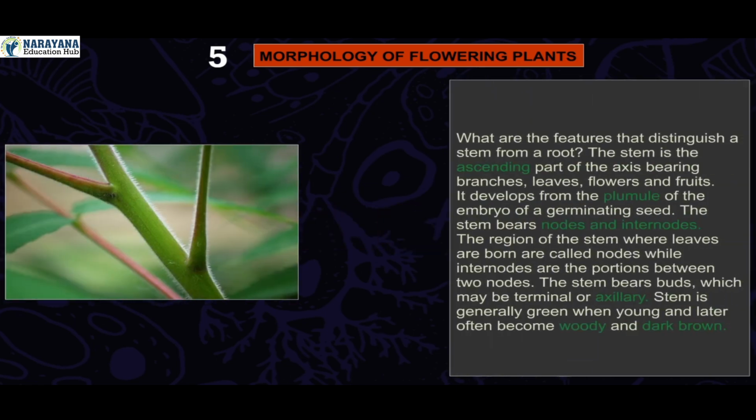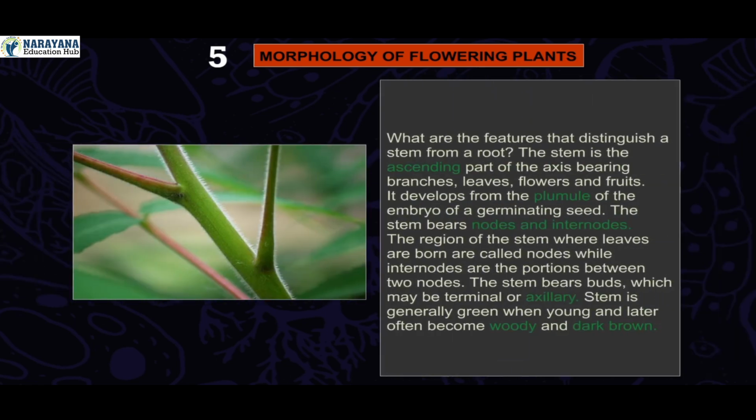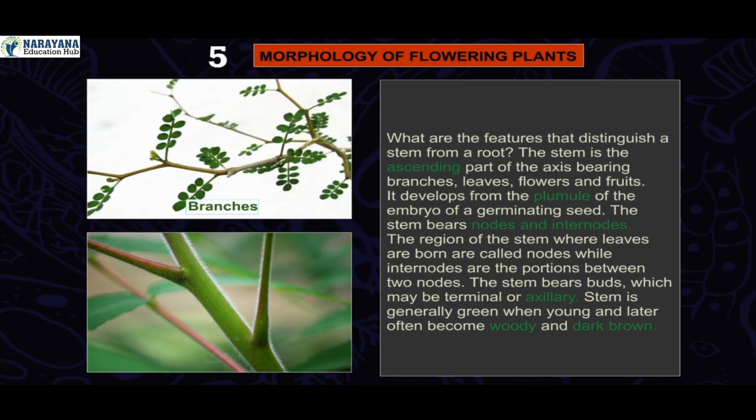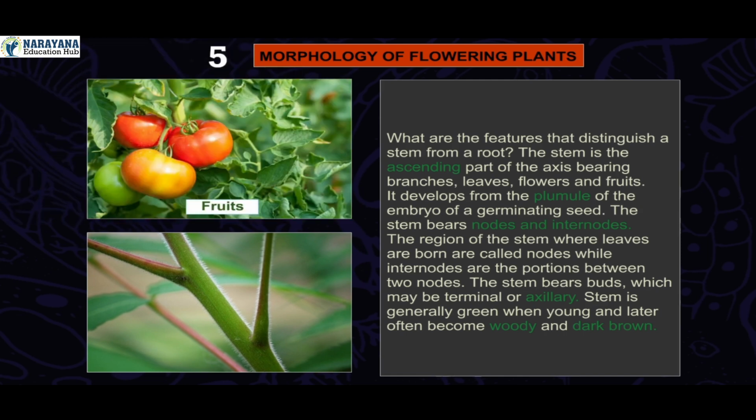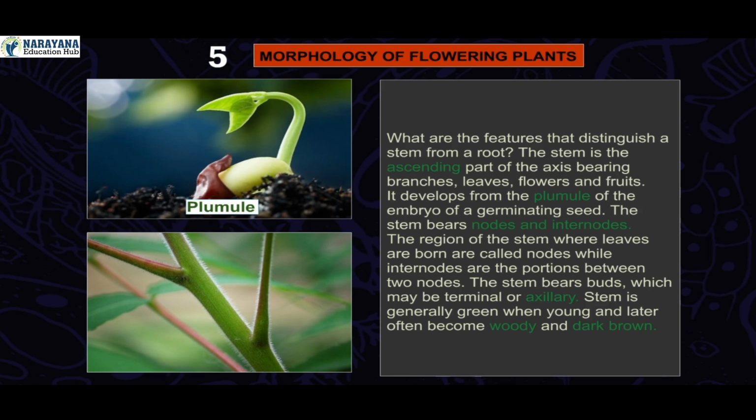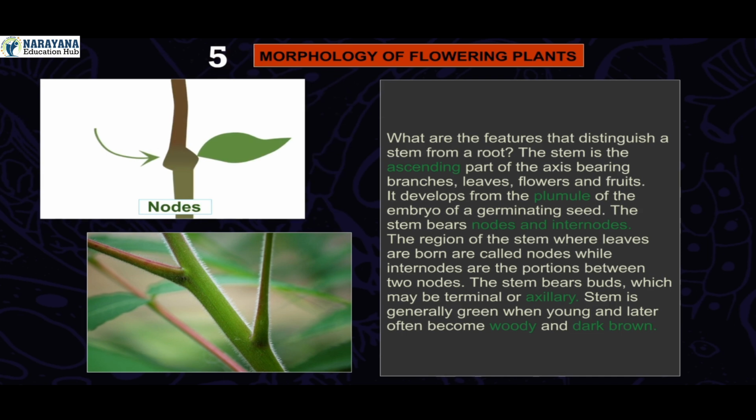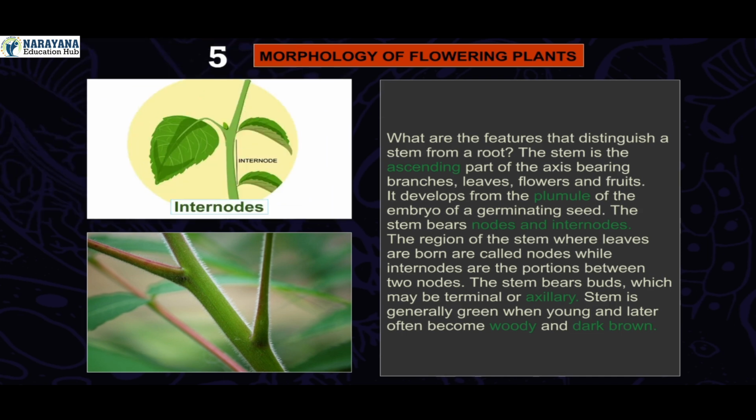The stem. What are the features that distinguish a stem from a root? The stem is the ascending part of the axis bearing branches, leaves, flowers, and fruits. It develops from the plumule of the embryo of a germinating seed. The stem bears nodes and internodes. The region of the stem where leaves are borne is called the node, while internodes are the portions between two nodes.